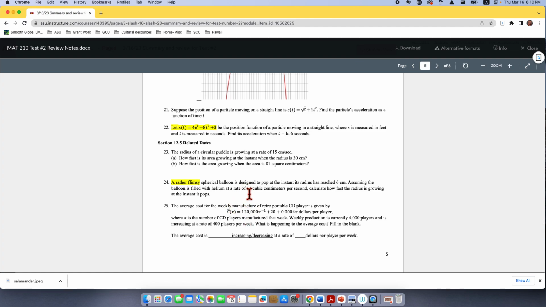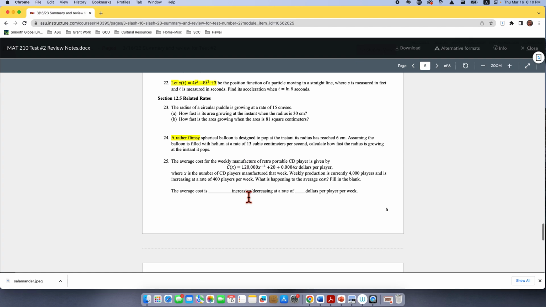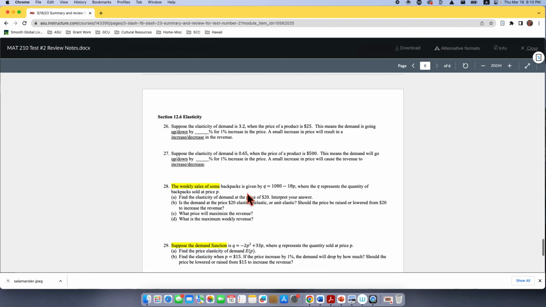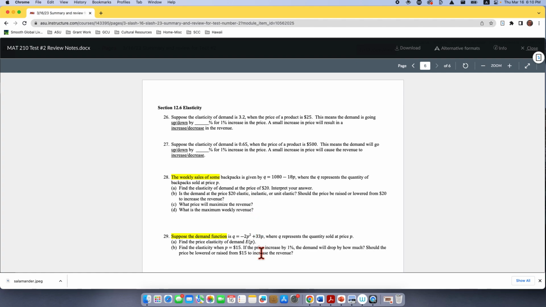Related rates. Here's one dealing with a sphere. Be able to deal with that. And finally, elasticity. I pulled out two of them. And again, be able to work through both of those.